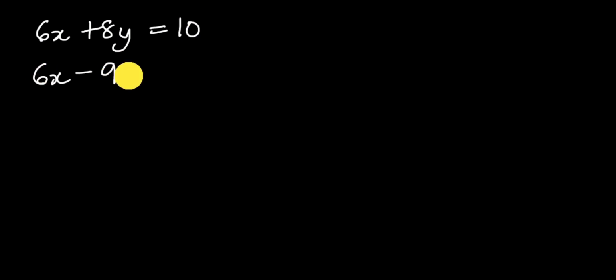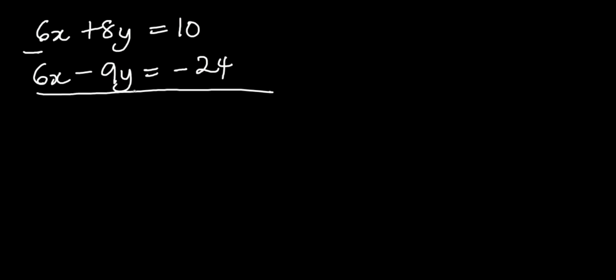Let me write out the equations again. We have 6x plus 8y equal to 10, and then 6x minus 9y equal to negative 24. Now, how do we eliminate x? Is it by adding or by subtracting? The signs are the same, and whenever the signs are the same, you just have to subtract. By subtracting, we are going to eliminate 6x, because 6x minus 6x will give you 0, and then we can solve the equation.